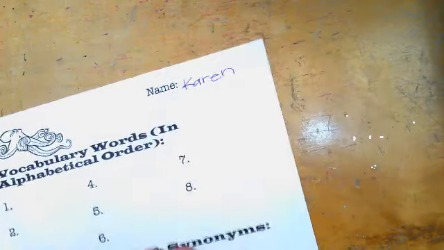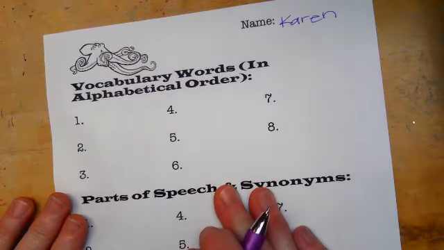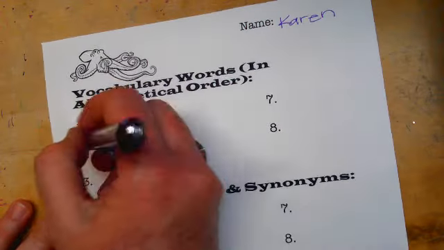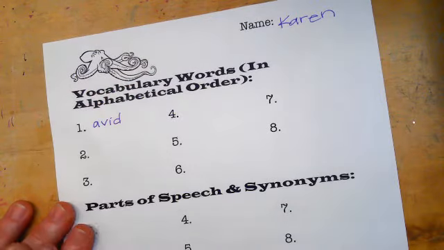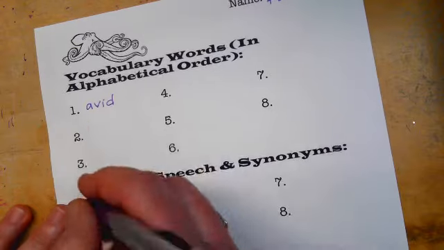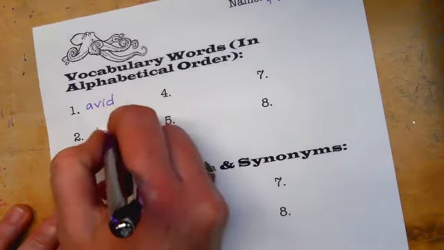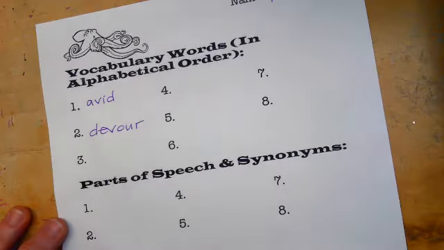So I'm looking at the words right now on the pocket chart, and I have, let's see, avid is my first word. It starts with an A, so I'm going to write avid up here. And then I have, let's see, looks like D is my next word. Devour. And then I have E, looks to be my next word, which is extremes.